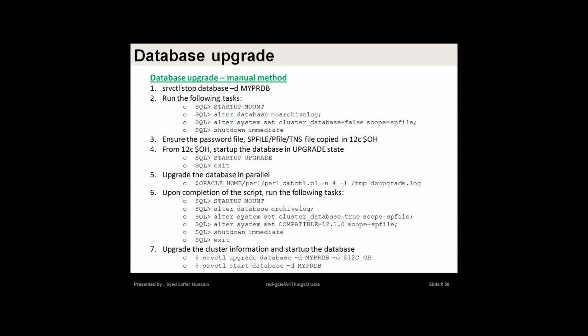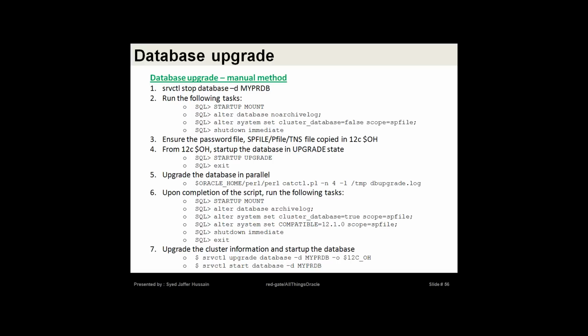Later on, after you change the database to no archive mode and you disable the cluster database feature, shut down the database and make sure your SP file or P file and TNS configuration files are copied to the 12c home before you start your manual upgrade, because you have to bring up your 11g database from the 12c home. So after you ensure that you copied the server parameter file and TNS files properly to the 12c home, the next thing is to bring up your database from the 12c home.